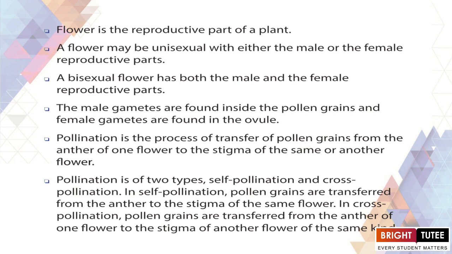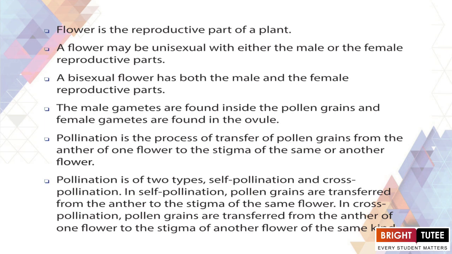So, what is pollination? Pollination is a process of transfer of pollen grains from the anther of one flower to the stigma of the same or another flower. And what are the different types of pollination? Pollination is of two types, self-pollination and cross-pollination.